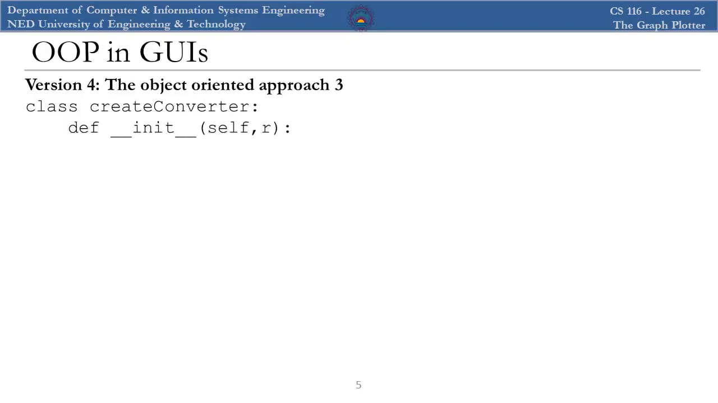We do not specify these parameters there. So the other option could be that I create a local instance variable and assign R to it. So this is what I am doing. Self.root is a local instance variable, local to this class create converter, and I am assigning R to it. So now this self.root points to the main window.